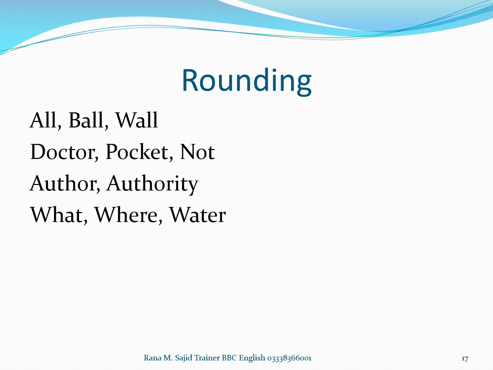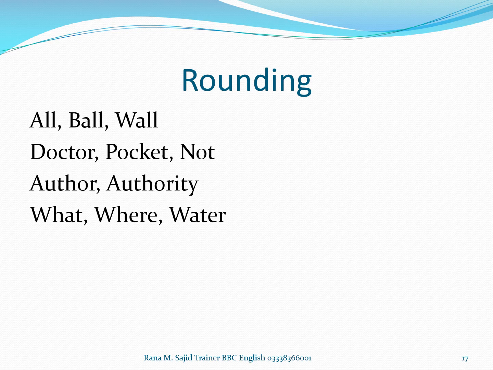On the next slide we have the concept of rounding of sounds. For example, in "all", we do not say an A sound in the beginning or the start of the word. Instead of saying A, that is the American sound, we use the British sound, that is O. So we make a round shape of our lips and we produce the sound O here, and we say all, ball, wall. Similarly, doctor, we don't say doctor, we say doctor.